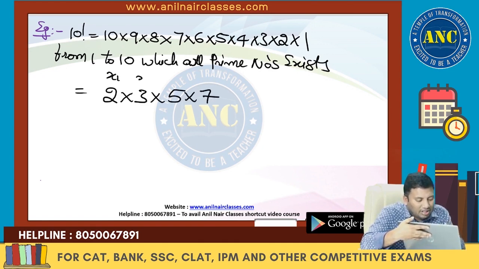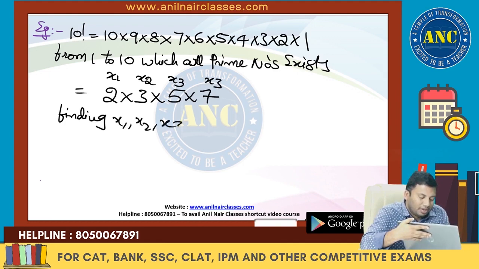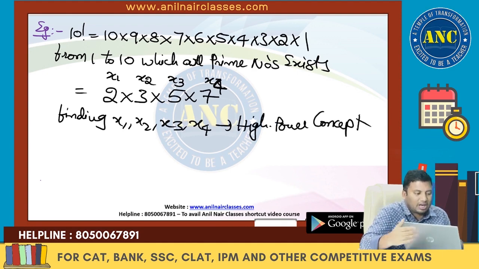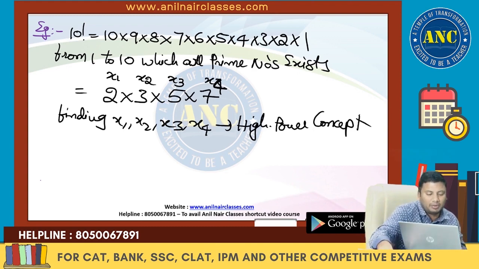Finding these values x1, x2, x3, x4 is nothing but the highest power concept. From 1 to 10, which all prime numbers are there? 2, 3, 5, 7. Which power of 2 will give you 10 factorial? Which power of 3? Which power of 5 and which power of 7? How to find which power of 2?